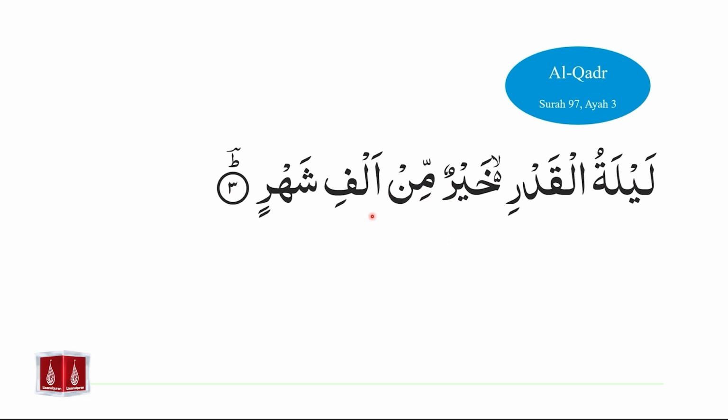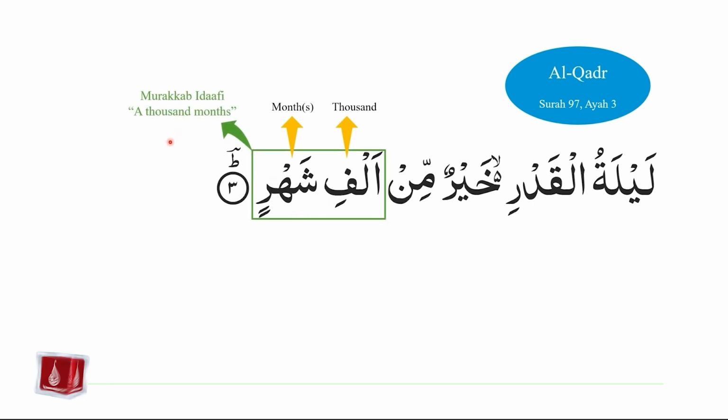In the third ayah, we see alfi shahrin. Alfi in this ayah is used for 1,000, and shahrin in this ayah is used for the meaning of months. Taken together, alfi shahrin can be translated to 1,000 months, and alfi shahrin is a murakkab izafi. Alfi shahrin is murakkab izafi because alfi meets criteria for it to be mudaf. There is no tanween and there is no al on alfi, and it is followed by shahrin, which is majroor.